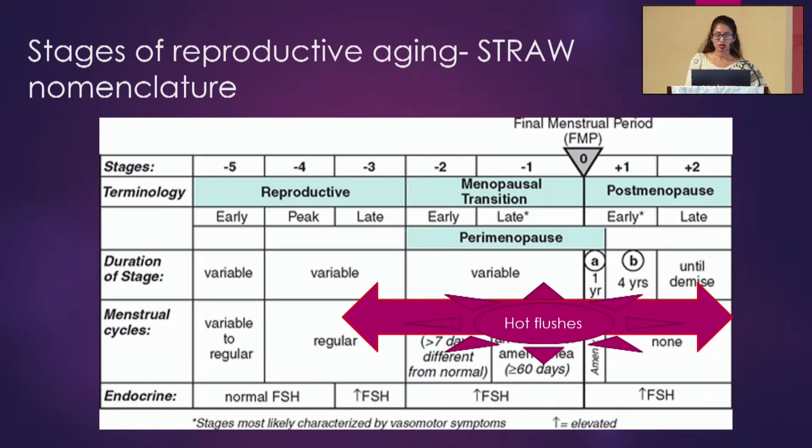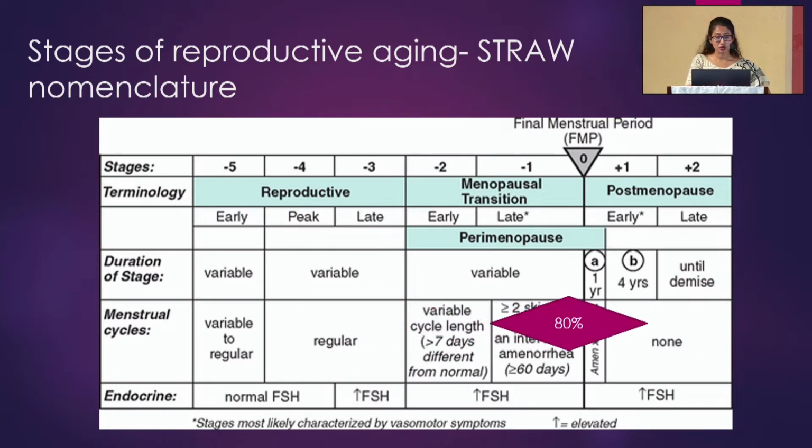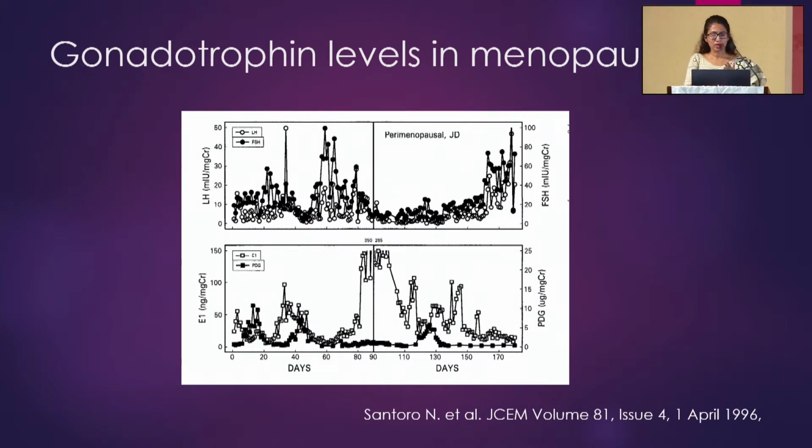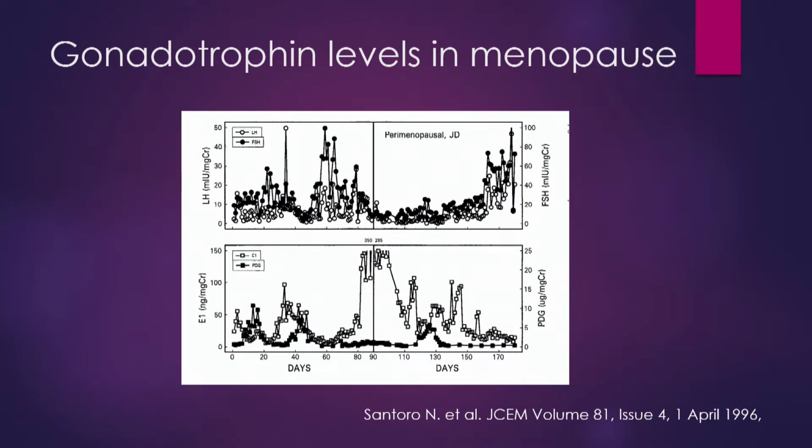The average duration is usually 5 to 6 years, but in some women this can last up to 20 years, causing debilitating symptoms. But it is important to note that 80% of women have menopausal symptoms in their late menopausal transition and early postmenopausal period. So the age ranges between about 47 to 53, which is quite young. If you look at the gonadotrophin levels in menopause, the upper chart represents LH and FSH levels, and the lower chart represents estrogen and progesterone levels.